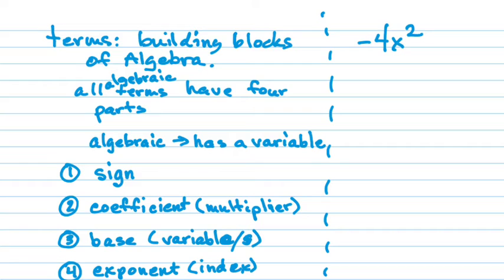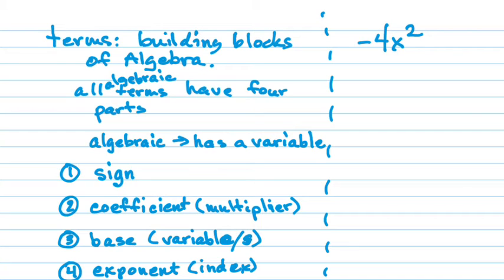-4, then an x, and then a 2, the exponent of 2. So the first thing I want to do is determine what's the first part of every term? The sign. And you see a minus in front, so that means that this term is negative. Good. Then we have the coefficient, which is the multiplier. For a term, the coefficient or the multiplier is the number. So what is the coefficient or multiplier in this case?